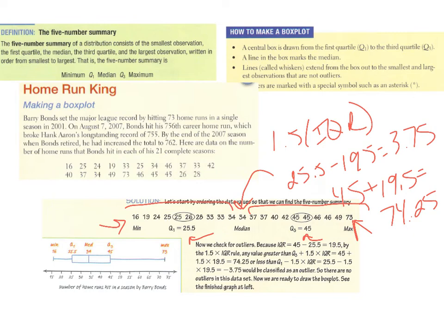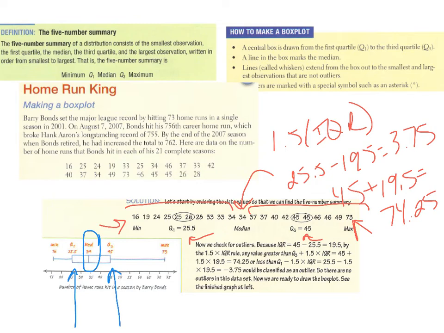So when I draw the box plot, remember, the left side of my box is my Q1 here. The right side is Q3. My median is the line in the middle of the box. And you'll notice these are lined up and these are to scale, right? This line on the left is at 25.5. The line on the right is at 45. My median is at 34.